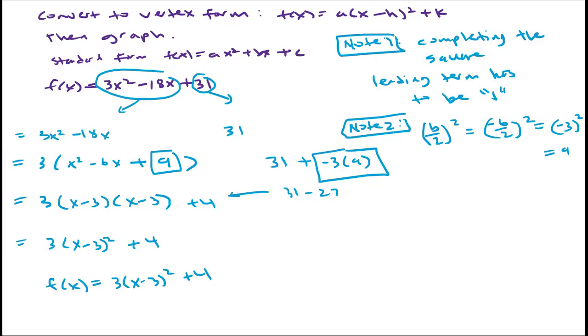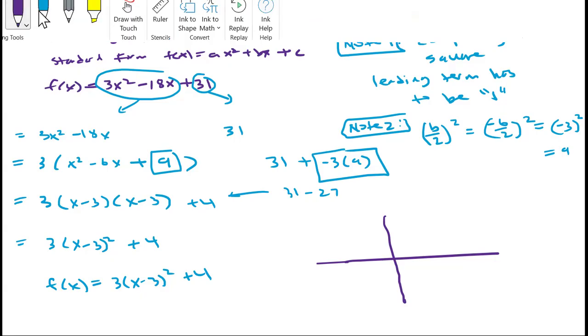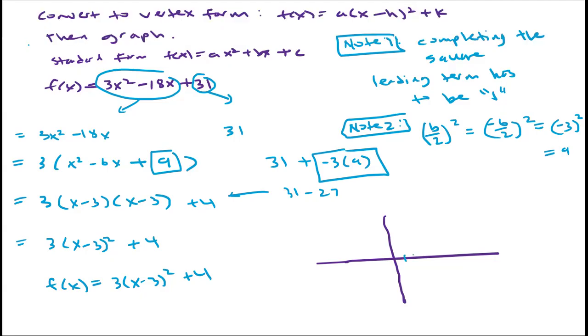Now if we wanted to graph this, in this case our vertex, h and k, is going to be what? The opposite of this, which is 3 and then 4. So (3, 4). We're going to go right 3 and then up 4. So right 3, 1, 2, 3, and up 4, 1, 2, 3, 4. So that's our vertex. And this is a positive one, so it's a happy parabola.